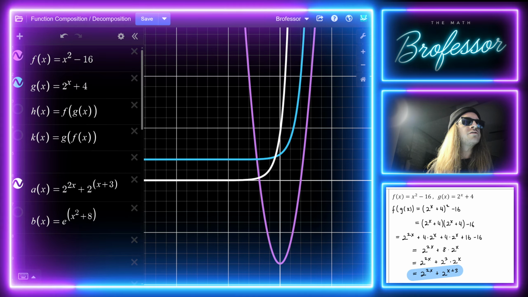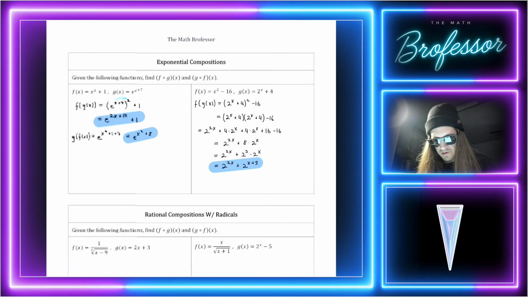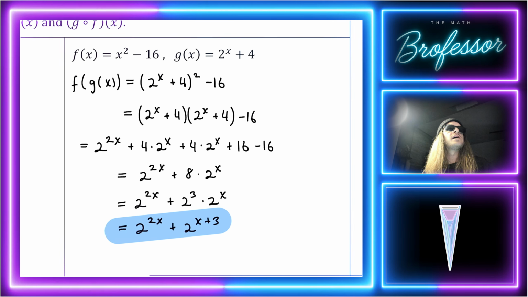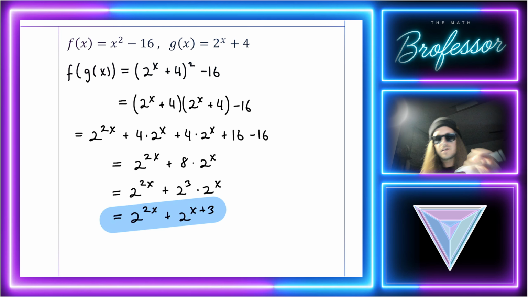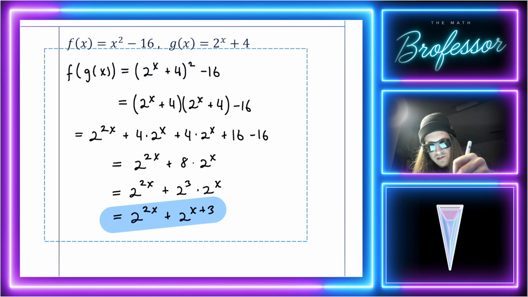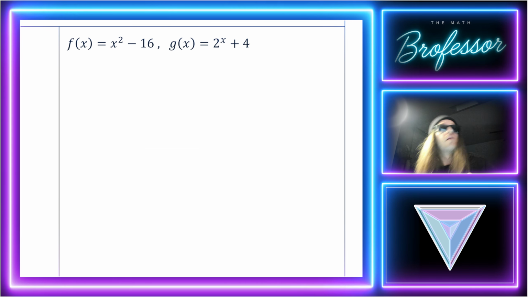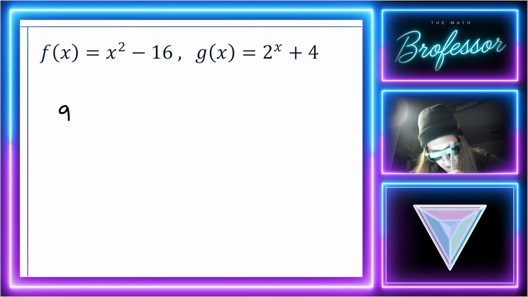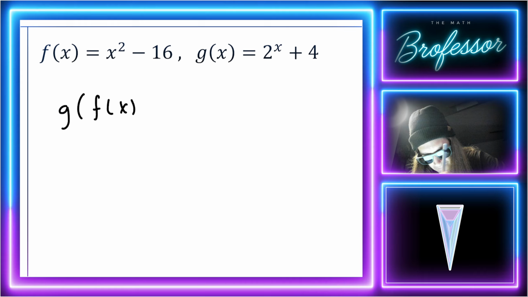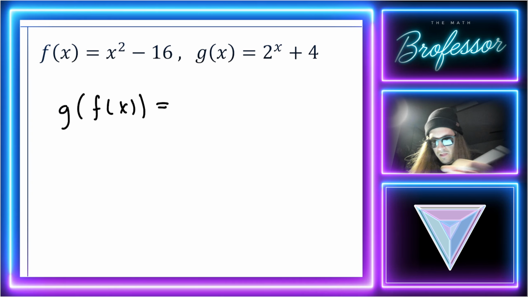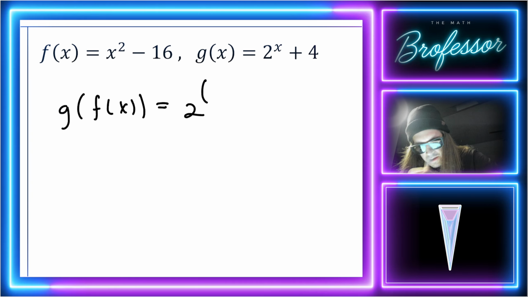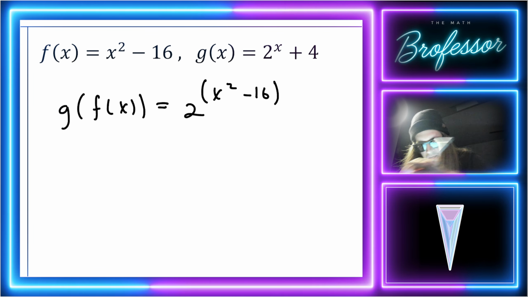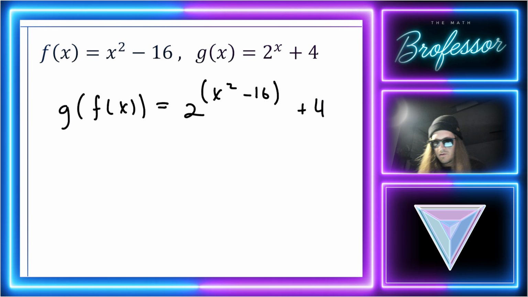All right, now we still have to do g of f on this one. We still have to do it the other way around. Do I have enough room for this? Ooh, I may not. So here's what's going to happen. I need some space. So if you want this, screenshot it. Otherwise, bye-bye. All right. Let's now do g of f. G of f of x would be 2 to the power of x squared minus 16, plus 4. Is that it?